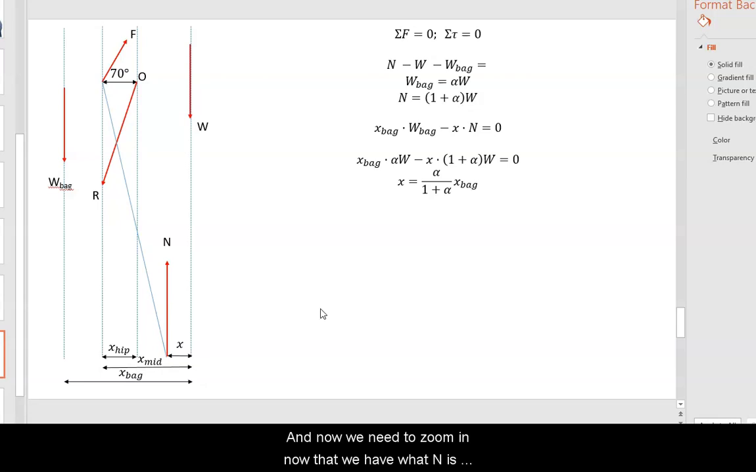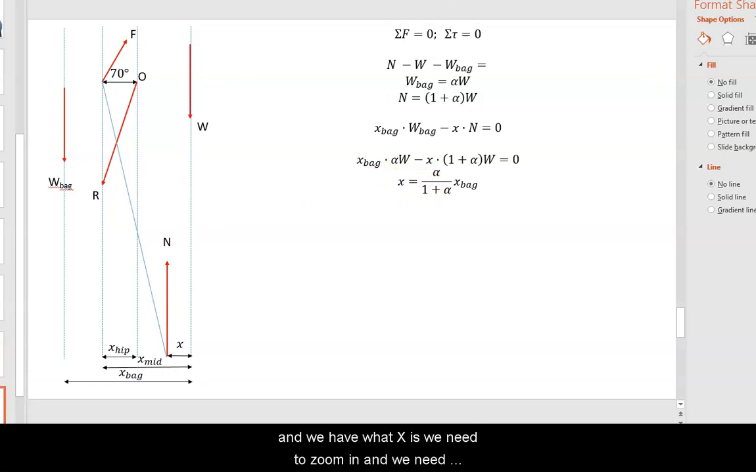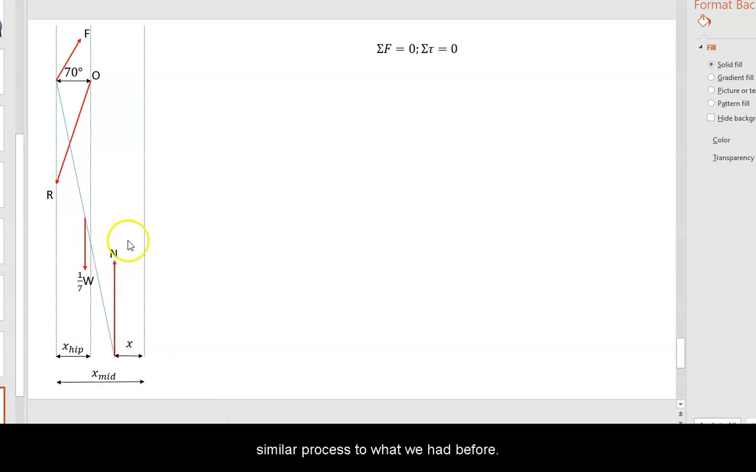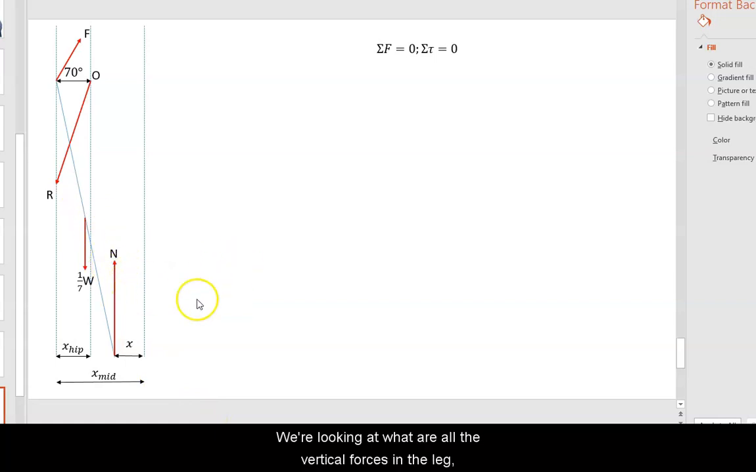And now we need to zoom in. Now that we have what n is and we have what x is, we need to zoom in and look at the leg itself. And so we're going through a very similar process to what we had before. We're looking at what are all the vertical forces in the leg, what are all the horizontal forces in the leg, and what's the torque.